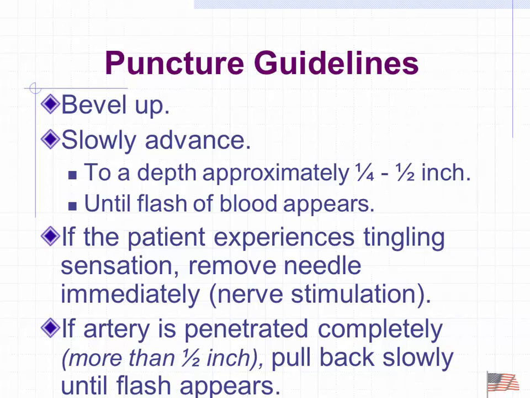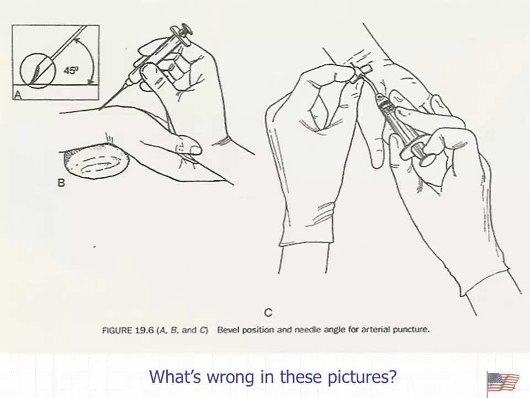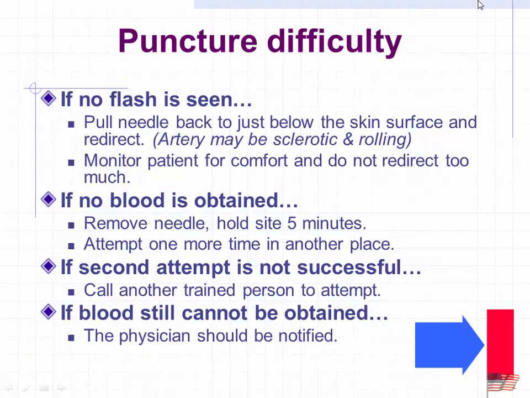If the artery is penetrated completely, meaning I went through the artery, just pull it back a little bit until you see that flash. And here's an example of somebody without gloves going ahead and puncturing the artery, and you can see the angle that we're at, 30 to 45 degrees. And the other one is showing using a butterfly, and I'll talk about that in a second.